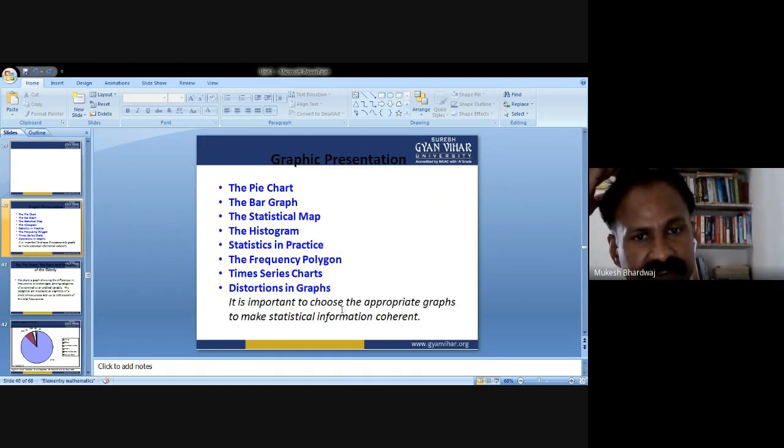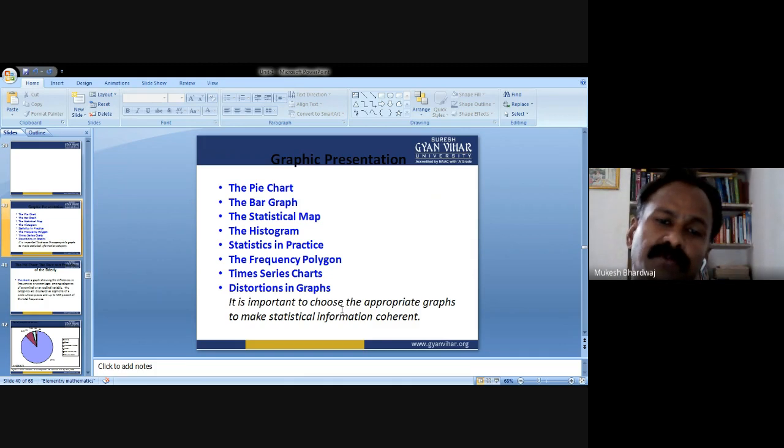Now graphic presentation. We are going to start with graphic presentation: the pie chart, bar graph, statistical map, histogram, statistics in practice, the frequency polygon, time series charts, distortion in graph. It is important to choose an appropriate graph to make statistical information coherent. It depends upon you which type of graphical representation you want to use to represent your data. So choose according to what is more appropriate to make it very clear, very descriptive, very understandable. Okay.